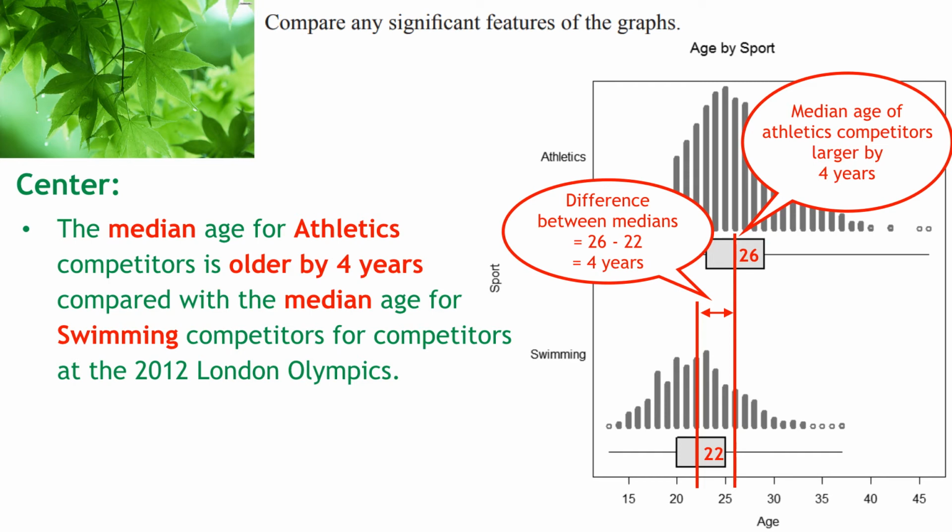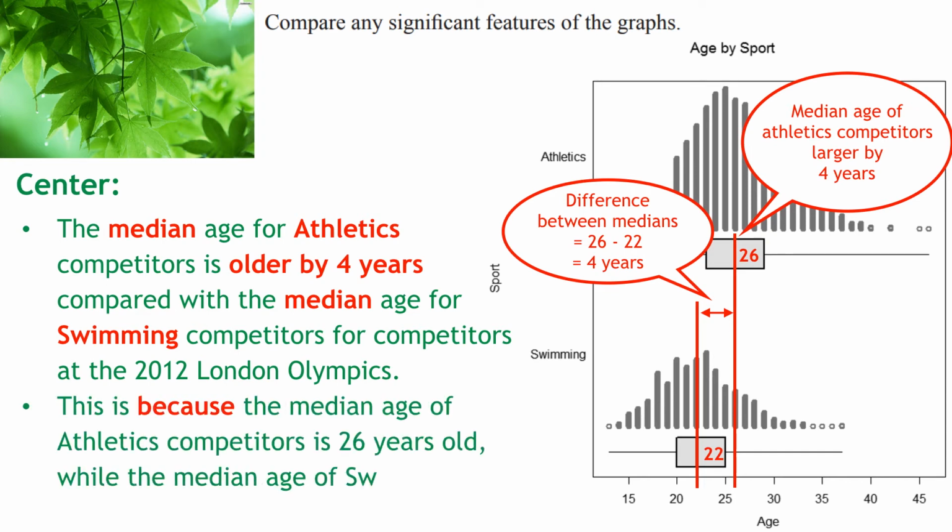Okay, so I've highlighted some key words we need in the sentence. When we're comparing the centre, we must be looking at the median. We must talk about the two groups. In this case, we're talking about the athletics competitors and the swimming competitors. We must say which median is bigger. And in this one, the median of the athletics is bigger by 4 years.